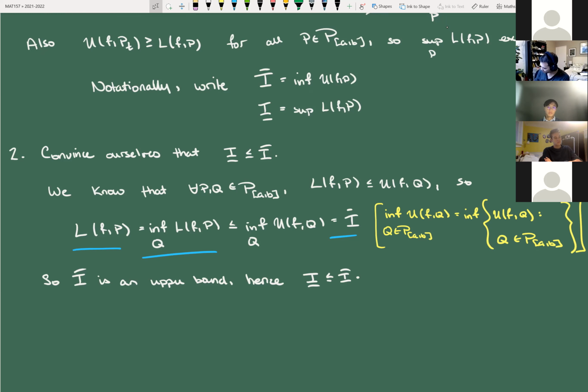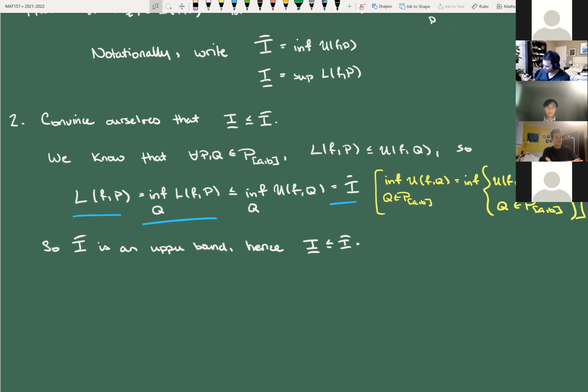Okay, so this is good. This tells us that this is true. And in particular, what does this say? Thus, L(f,P) is always less than or equal to I lower bar, which is always less than or equal to I upper bar, which is always less than or equal to U(f,P). This isn't super important for us right now, but look at what I did here: I took the infimum over Q of L(f,P).